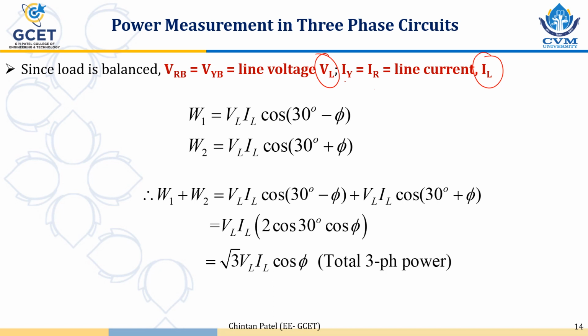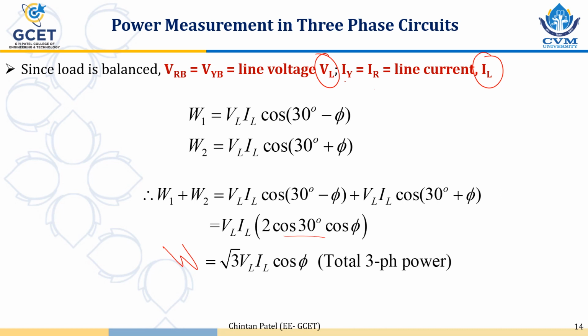So VL IL cos(30 minus phi) plus VL IL cos(30 plus phi). VL IL is common, so we will have cos(30 minus phi) plus cos(30 plus phi). It is nothing but 2 cos 30 cos phi. Put the value of cos 30, it is root 3 by 2, the 2 cancels. So root 3 VL IL cos phi. So the total power consumed, let's say it is W, is root 3 VL IL cos phi in a 3-phase delta connected network.